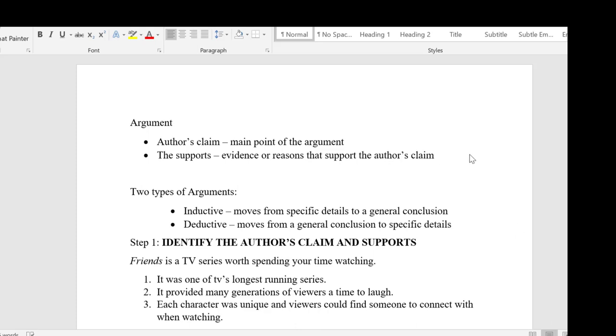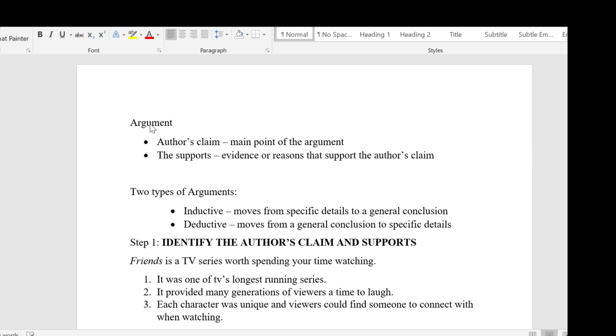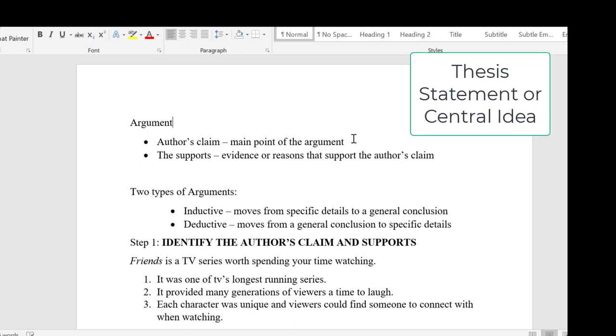One of the key elements to critical reading is reading an argument and determining if it's valid. There are two parts to an argument. You have the author's claim, or the main point of the argument, and you have the supports, which is the evidence or the reasons that support the author's claim. The author's claim, you may have also seen in previous chapters, is also known as a thesis statement or a central idea.